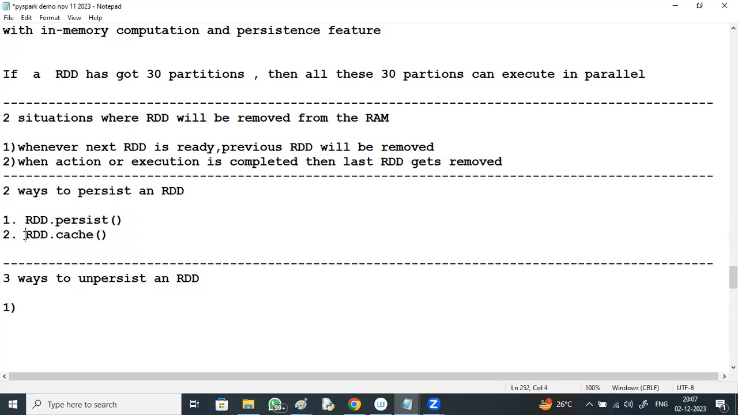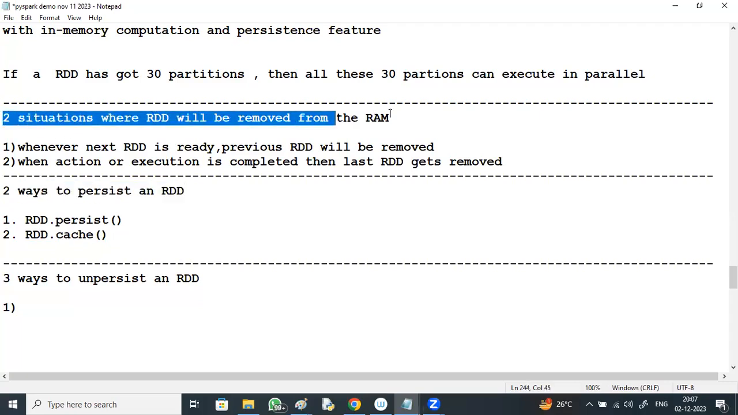This other one is only for memory. Understand this? If you want to persist only in memory, in disk if you want to persist in disk, in memory or disk if memory available in memory, otherwise in disk. The three options are supported by this, but this supports only the first one, only in memory. So, two ways to persist an RDD.